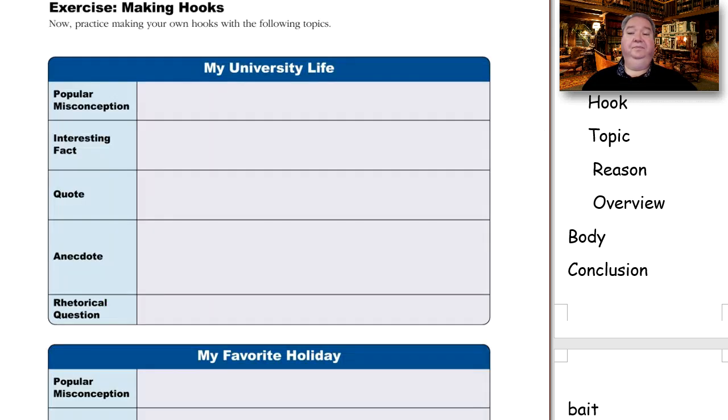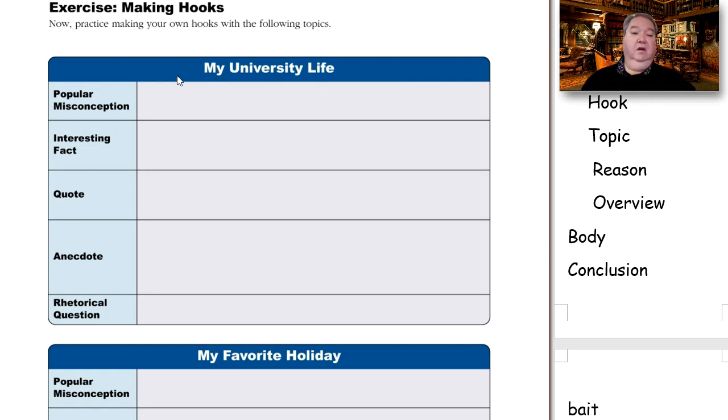Okay, so I've got a little exercise sheet here. It says, practice making your own hooks with these topics. So this is about university life. All of you are in university. So if you were going to give a presentation on your university life, how could you introduce that? How could you grab the audience's attention?